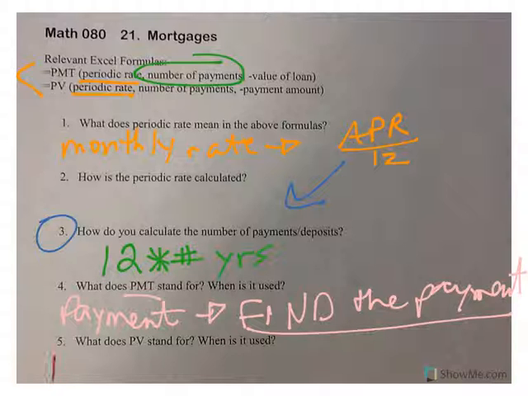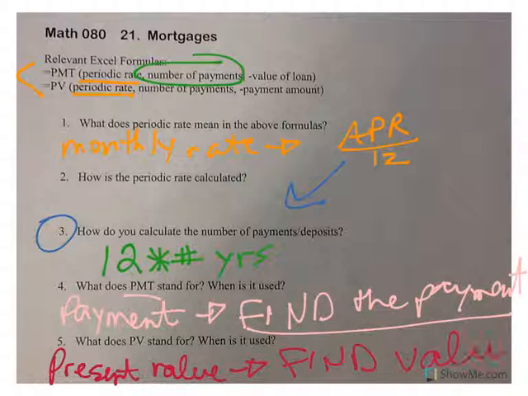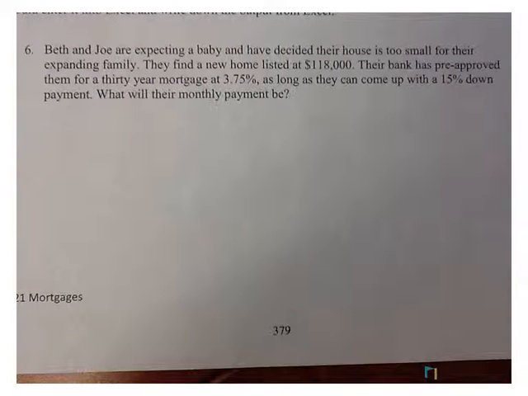The PV is known as the present value, and it's used to find the value of the house. So in this case, you're like, you know what, I can really afford a $570 house payment. You know the payment, so if I know how much I can afford per month, how much of a house can I buy? So the PMT tells you, when you're trying to find the payment, the present value is when you're trying to find the value of the house. So there's kind of the difference. What are you trying to find? That's the formula that you use.